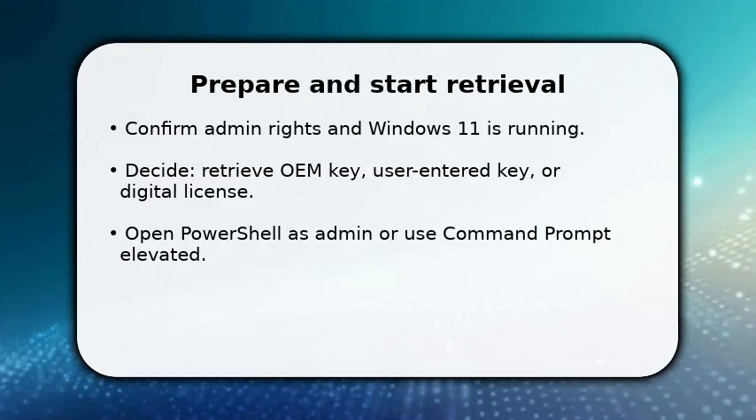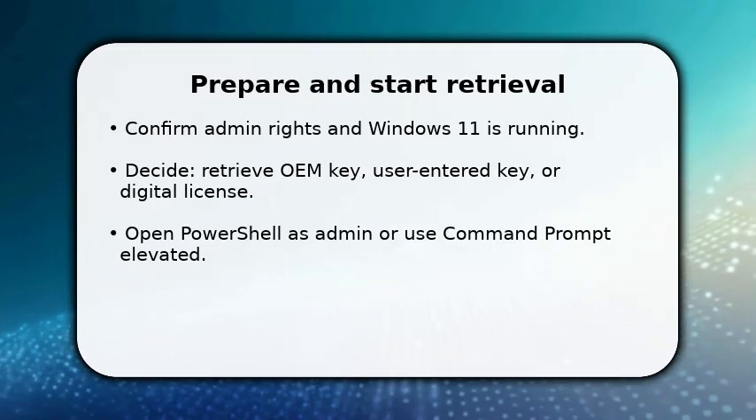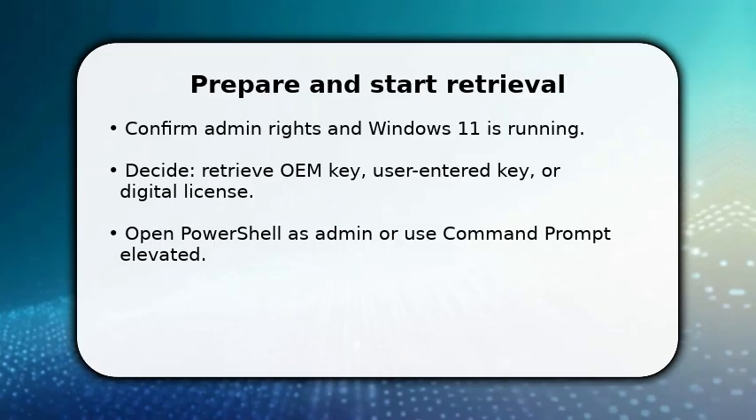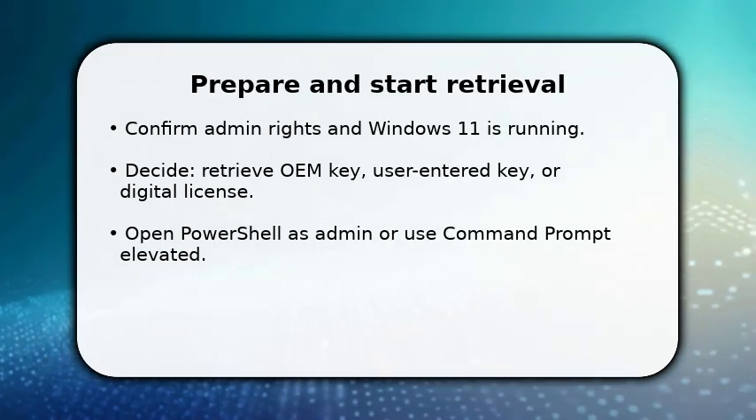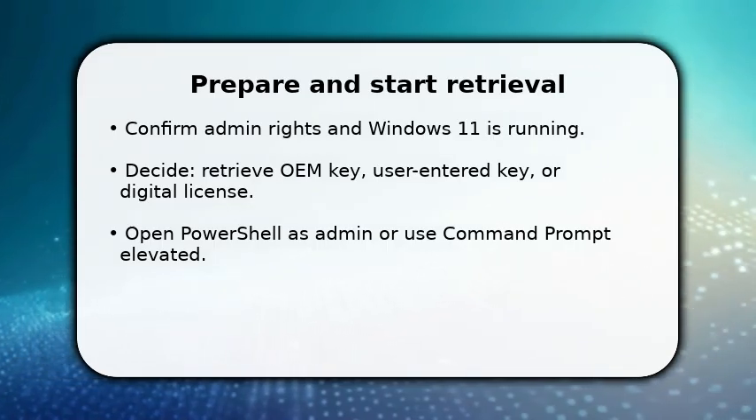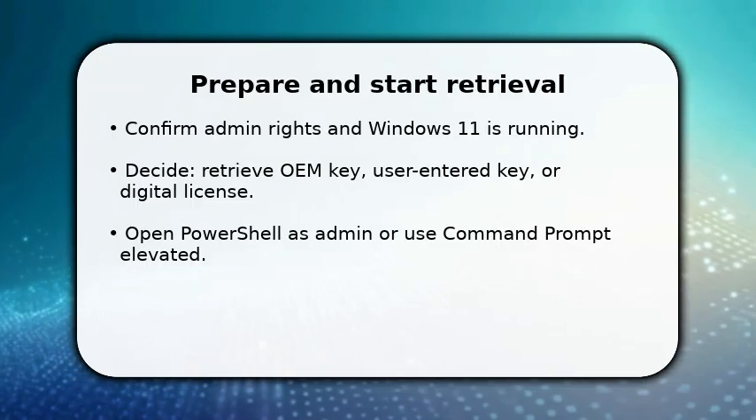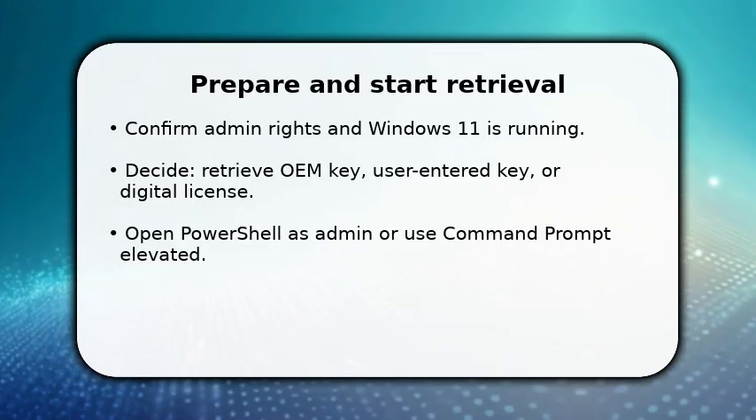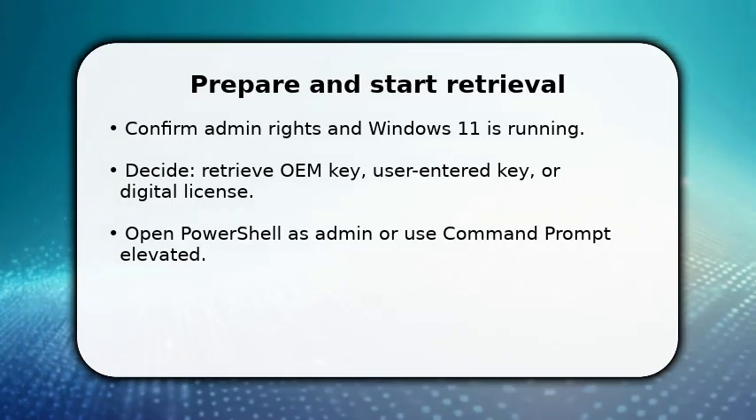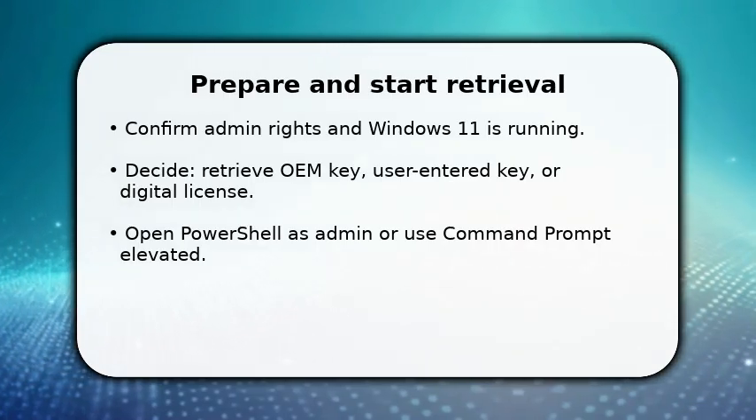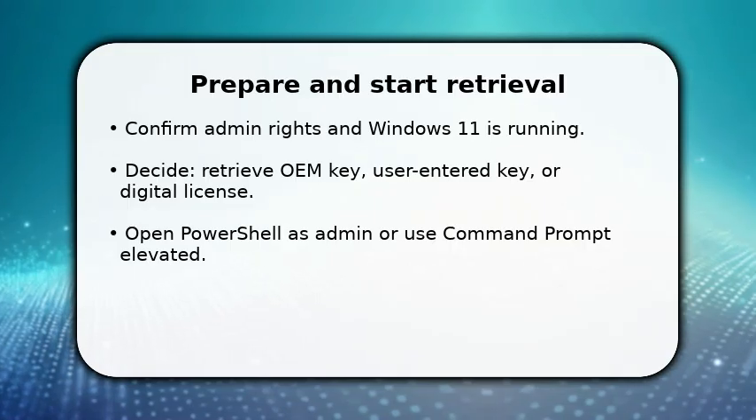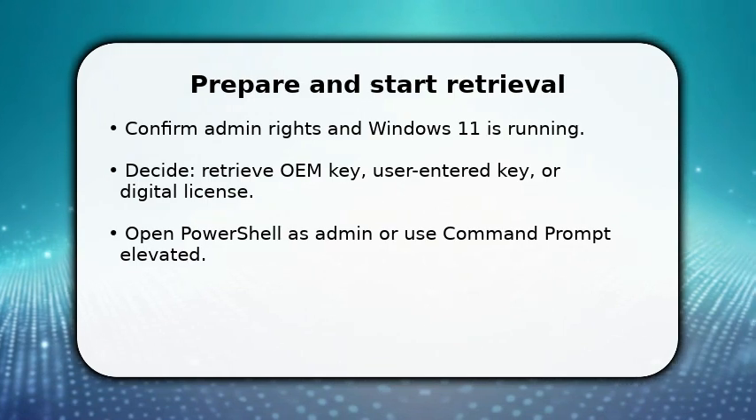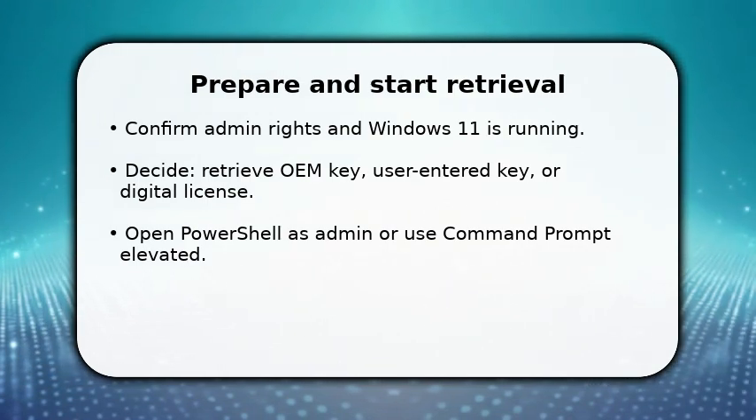You begin by making sure you have administrator rights. Without them, you cannot access system-level key data. Next, decide whether you need an OEM key burned to firmware, a user-entered product key, or the digital license tied to your Microsoft account. Once decided, open PowerShell as administrator or an elevated command prompt to start. This avoids unnecessary GUI navigation and gets you straight to commands that read from the registry and firmware. That's the quickest, reliable path to the actual key data.